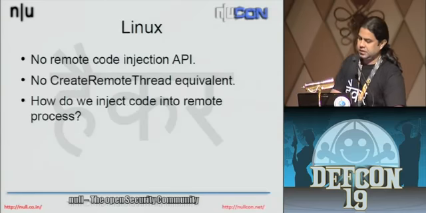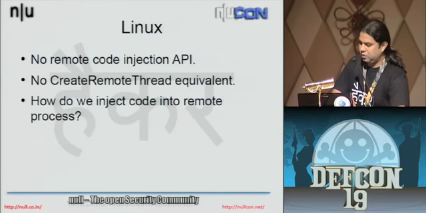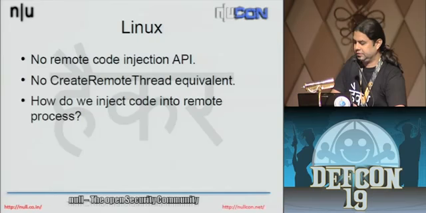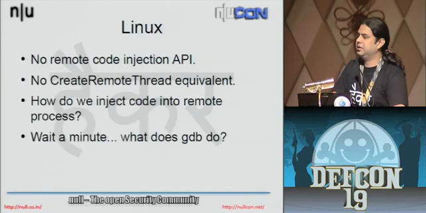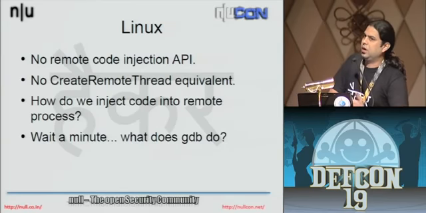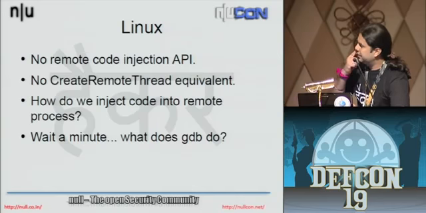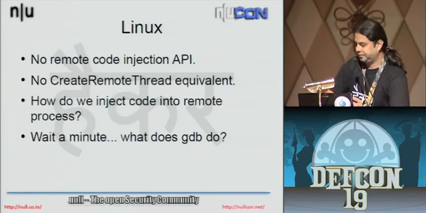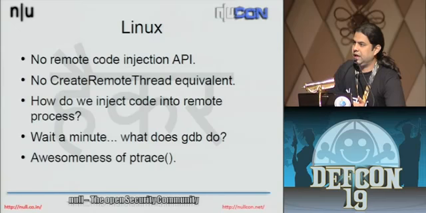Okay, so on Linux, there's no equivalent API. So the question is, how do we inject code into a remote process? So the first thing that obviously comes to mind is a debugger. How does a debugger inject code or do memory operations? How is the debugger able to access memory inside a remote process or a traced process? How is it able to change the values of variables? So the answer is simple.